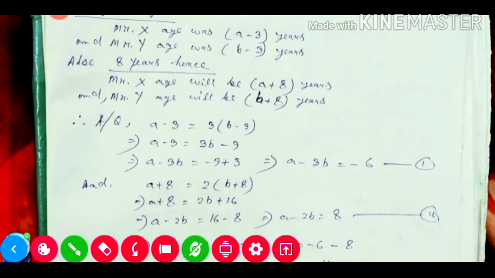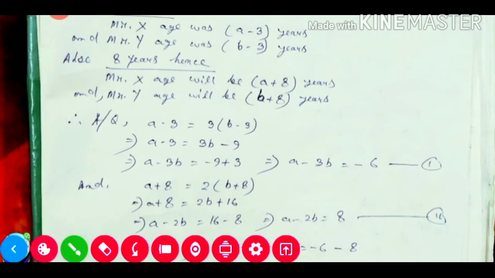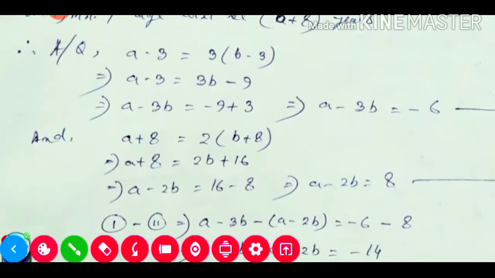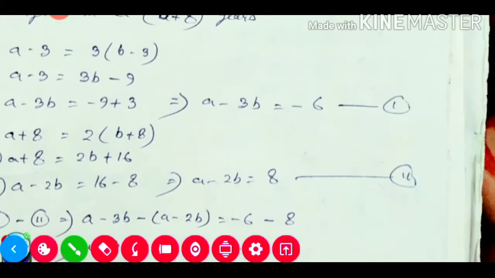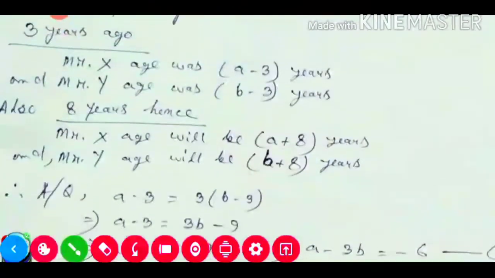Now with 3 we multiply B, so 3B, and minus 3 into 3 is minus 9. Now the B we will shift to the left hand side, so it will be minus 3B, and this minus 3 will shift to the right hand side, so it will be plus 3. So A minus 3B is equal to minus 6. So this will be equation number 1. Equation number 1. Now what will equation number 2 be?